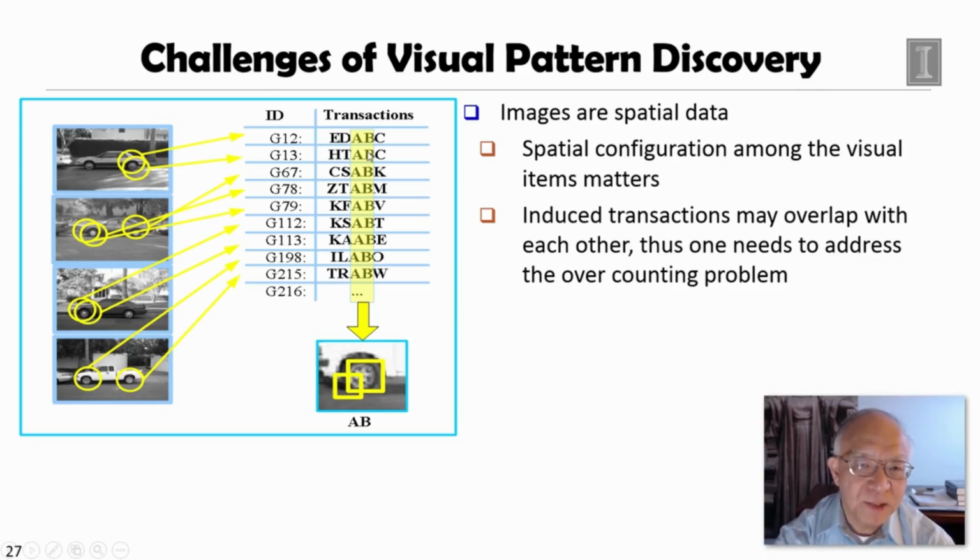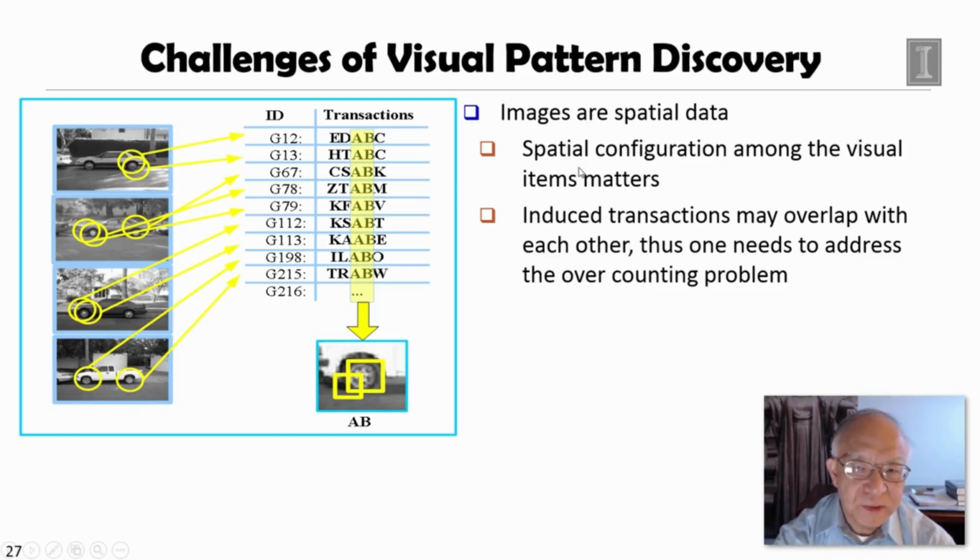If you do frequent pattern mining among those images, you may get AB as a frequent itemset, and actually this AB represents something related to the wheels of the car. So that's the reason frequent pattern mining can help identify certain unique features in different images.